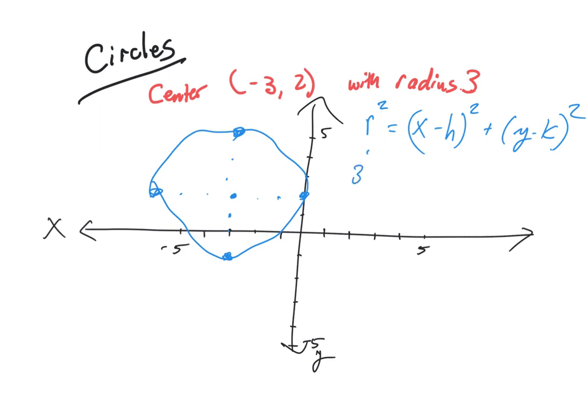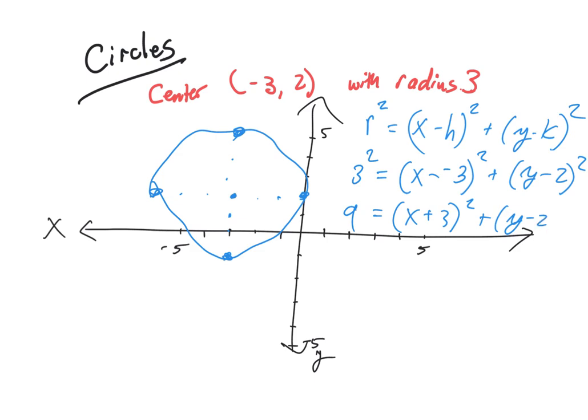So I'd have 3 squared equals x minus, and the x coordinate of the center is -3, so I type -3 squared, plus y minus, and the y coordinate is 2 squared. So I end up with 9 equals (x plus 3) squared plus (y minus 2) squared. And when we're doing this in center form or standard form, this is what we do.